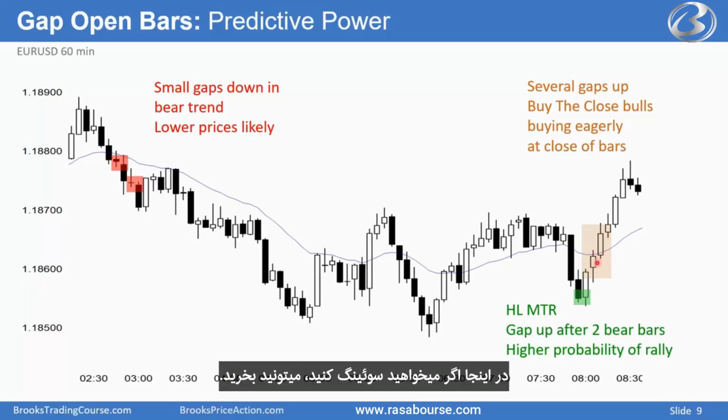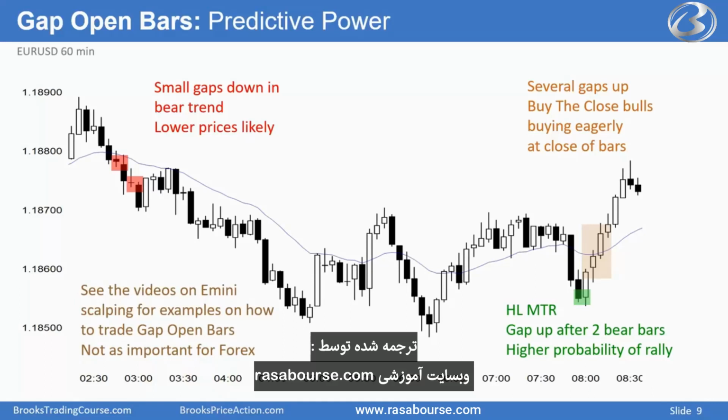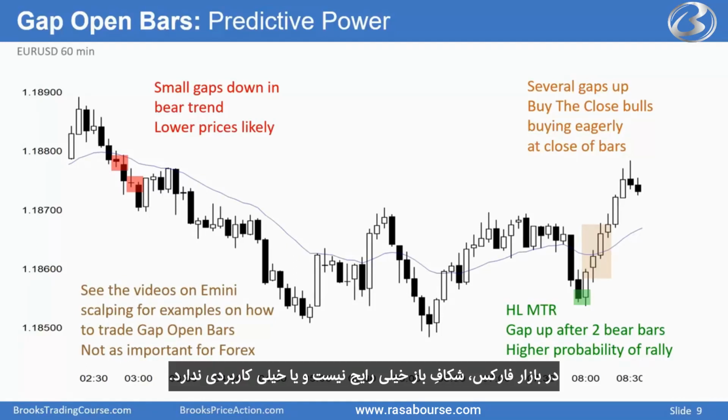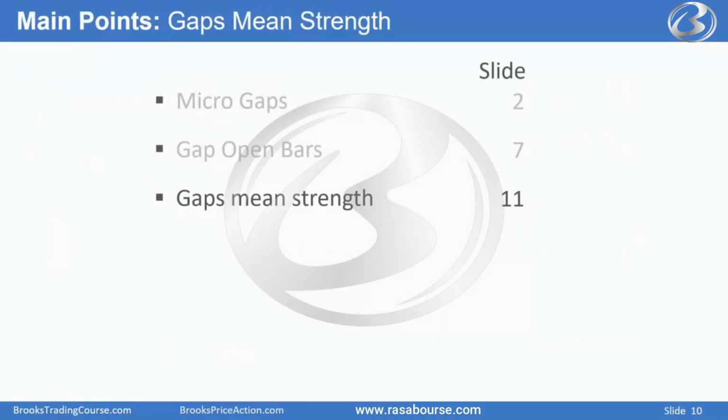If you're looking to swing trade, you can buy, and bull scalpers will buy as well, confident that the probability is high that the market's going to go at least a little bit higher. This is a euro versus the dollar chart, and the gap open bars are not as common or as useful in Forex markets, but they're very useful for traders trading stocks and the E-mini. A gap means strength.